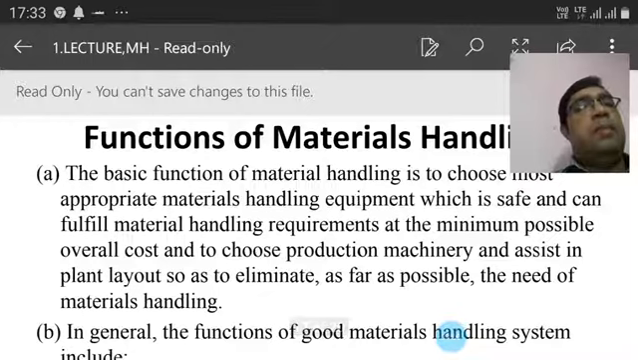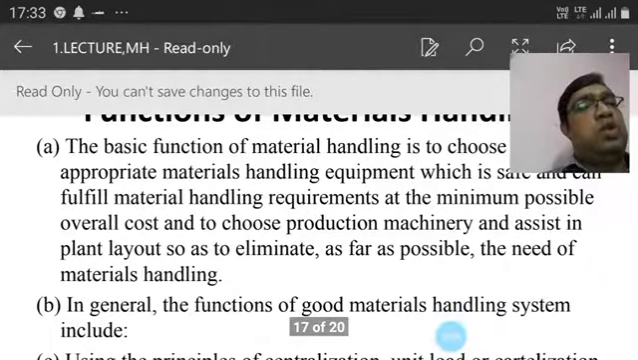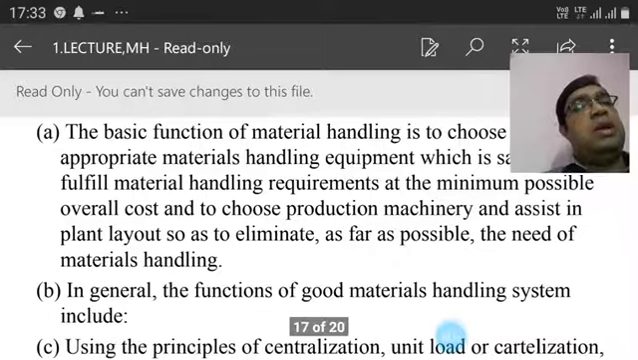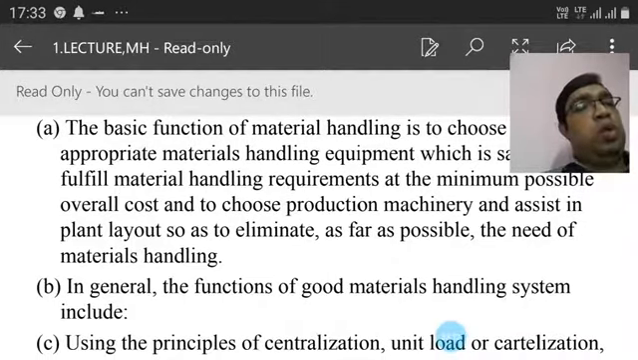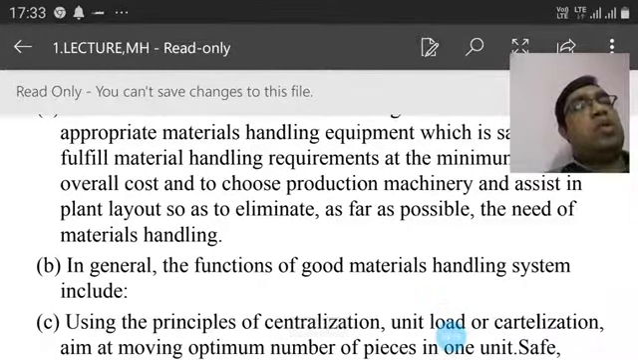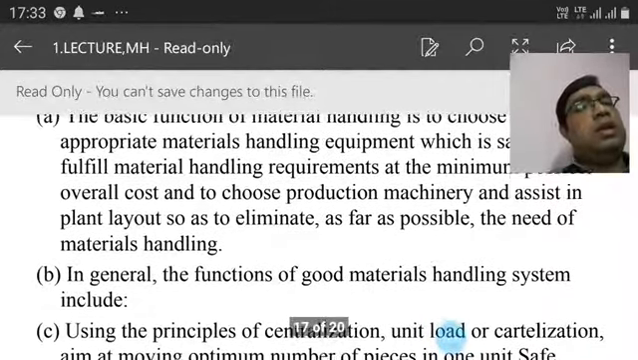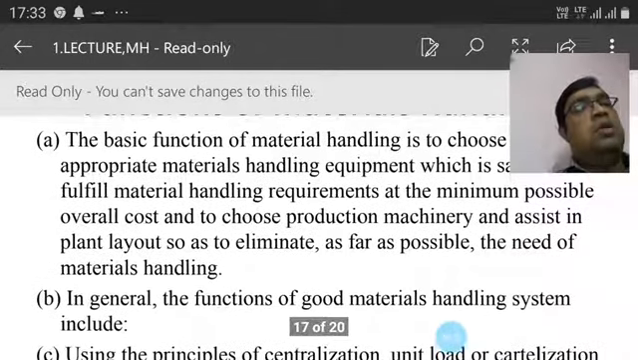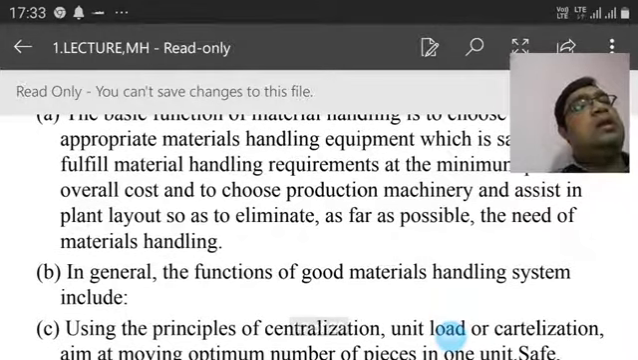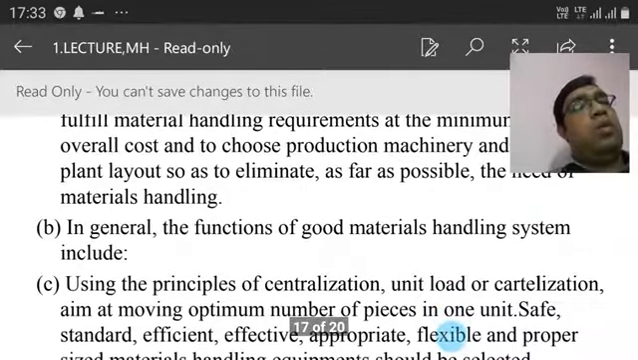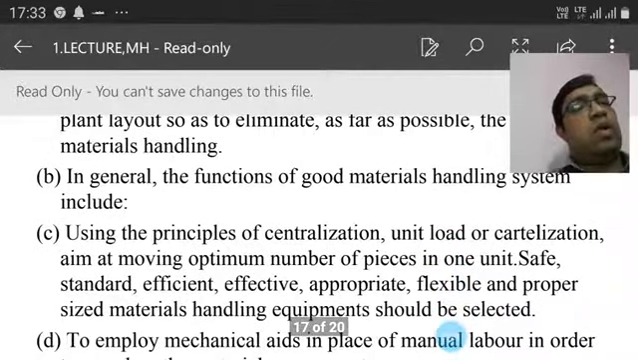The function of materials handling equipment is very important, because two-wheel vehicles and four-wheel vehicles will be used as materials handling equipment. Then the transfer cost will also be less. In the production industry, when you use different types of two-wheel vehicles, less labor and less effort are needed, and more materials can be transferred from one place to another.